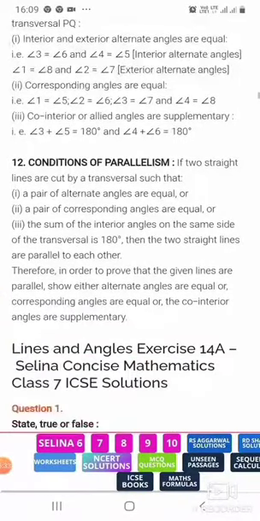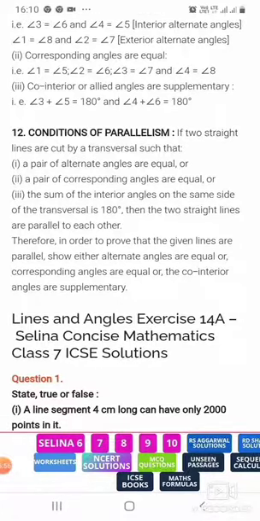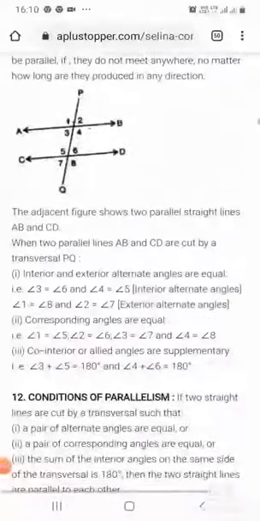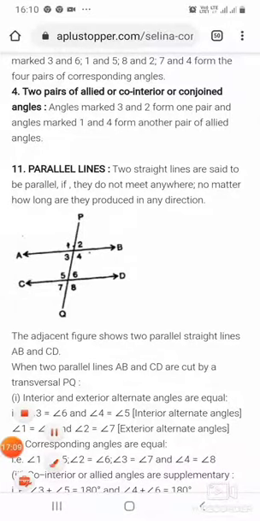Then conditions of parallelism. Generally you can say that a pair of alternate angles are equal, or a pair of corresponding angles are equal, or the sum of the interior angles on the same side of the transversal is 180, or supplementary. Then those two straight lines are called parallel lines, or they are parallel to each other. So these are the properties. Please remember the concept here.